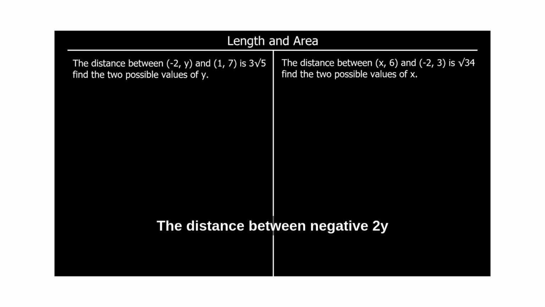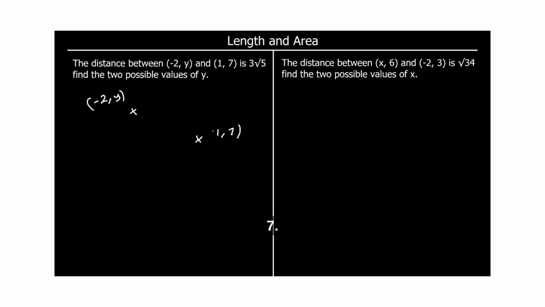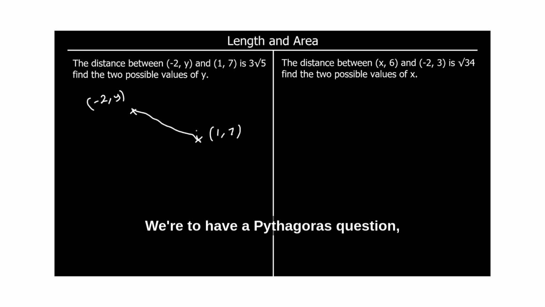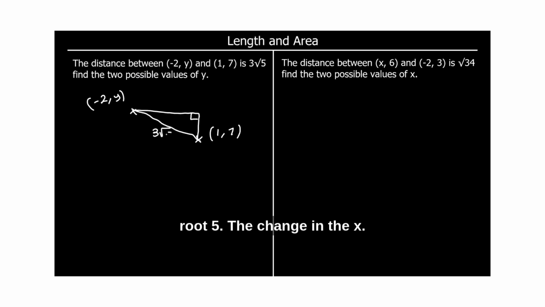The distance between (-2, y) and (1, 7) is 3 root 5. Find the 2 possible values of y. So this time we are given the length, so we know the hypotenuse, and we're going to have to use Pythagoras to work out a missing coordinate. So the same thing, we've got (-2, y) and (1, 7). We're going to have a Pythagoras question, but this time the unknown is different. So the hypotenuse we know is 3 root 5.